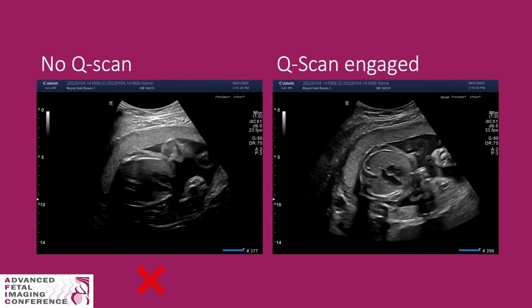Now let's move to the image on the right with Qscan engaged. We now have evenly distributed gains from near field to far field. The image went from blendy to more crisp. We can now appreciate information below the 7 centimeter marker. When looking at the heart, we can now easily identify both the atria and the ventricles. We can now even identify additional structures, such as segments of the umbilical cord.